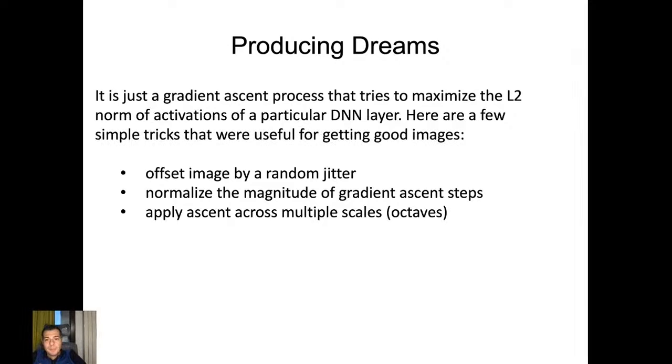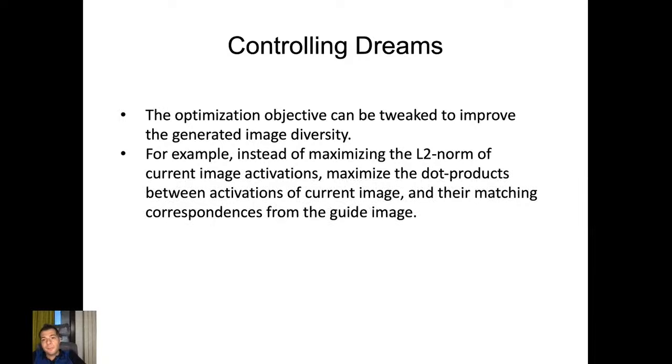So they use an offset to the image using a random jitter. They normalize the magnitude of the gradients in the gradient ascent step, so that they make sure that the gradients do not explode. And they apply gradient ascent across multiple scales of the image. Okay, so they can also control the dream, as I said, with respect to some layer.